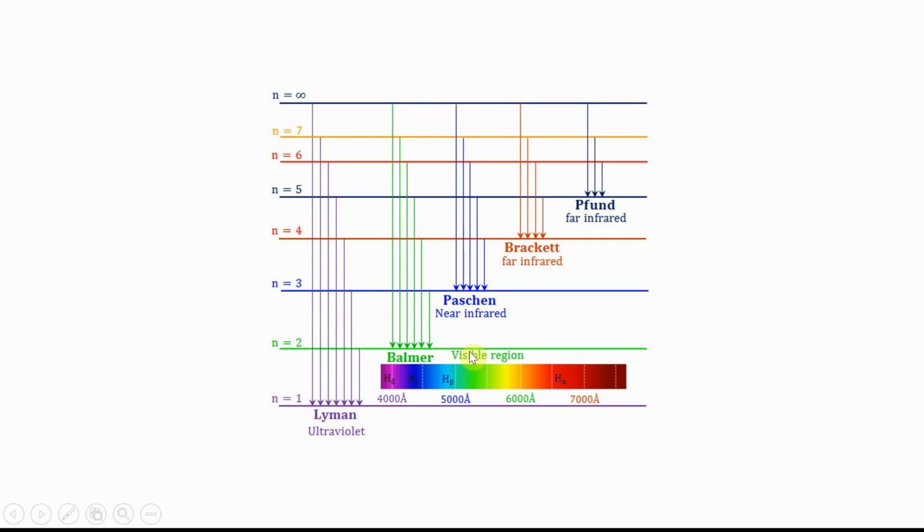Today we'll discuss how much energy the electron will possess in these orbits. That means for n equal to 1, the first orbit, second orbit, third orbit, fourth orbit as well as the fifth orbit, we have to discuss the amount of energy. So again we will discuss the energy levels of the hydrogen atom.